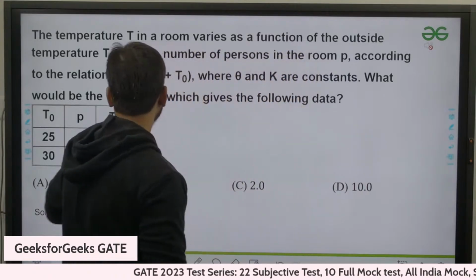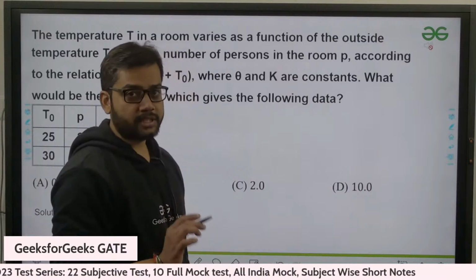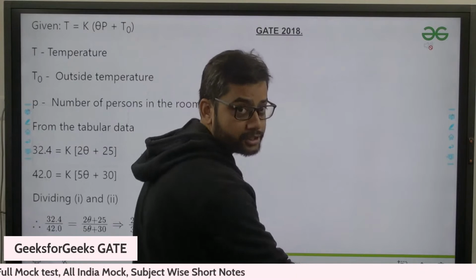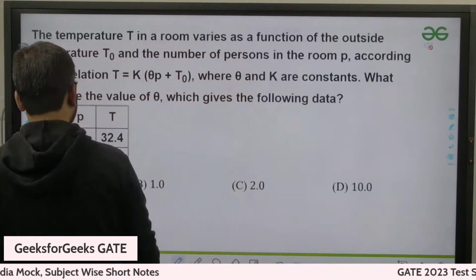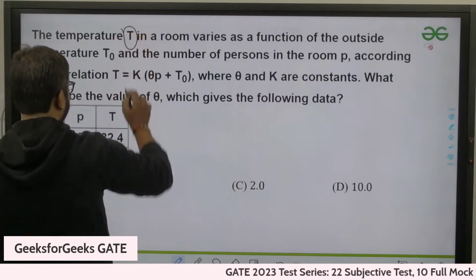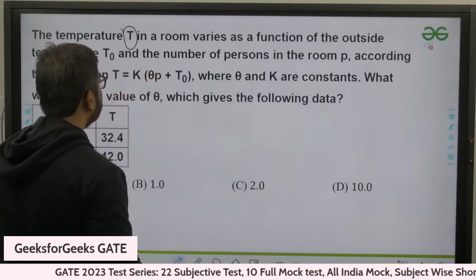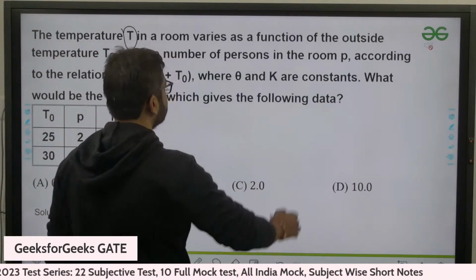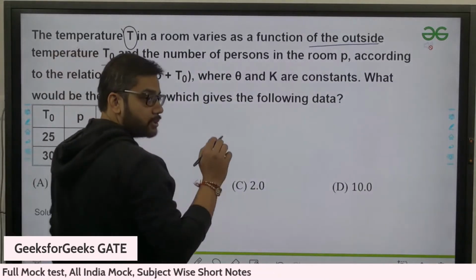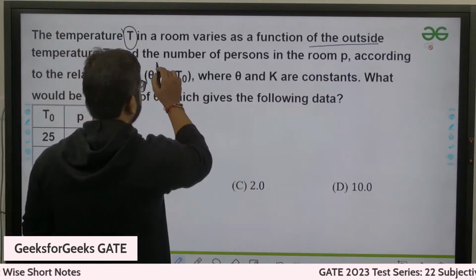Okay, see this question. For every question I have written in which GATE examination it came. So I think this is a GATE 2018 question. The question is saying the temperature T in a room varies as a function of the outside temperature T naught. So the room temperature is T and the outside temperature is T naught, and the number of persons in the room is P.